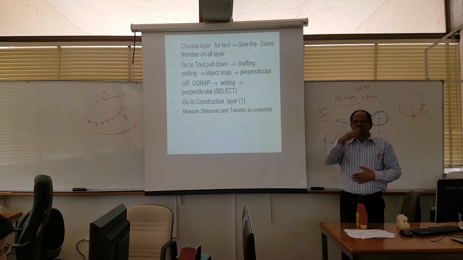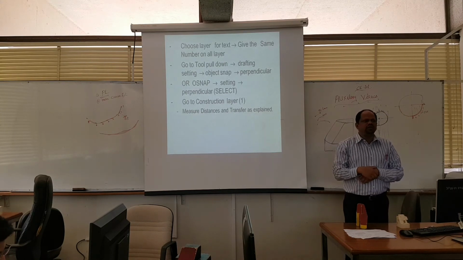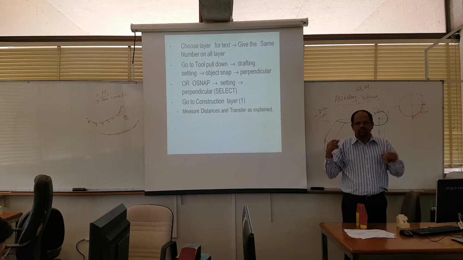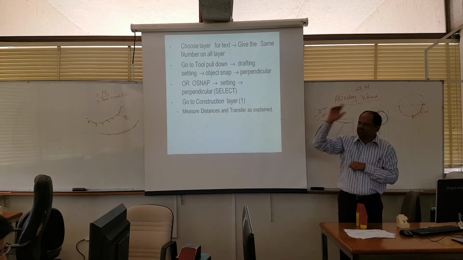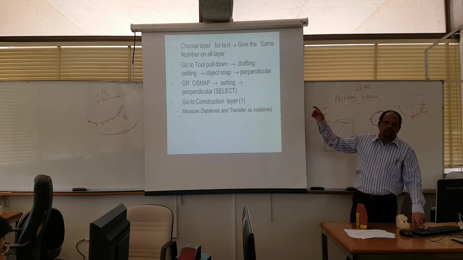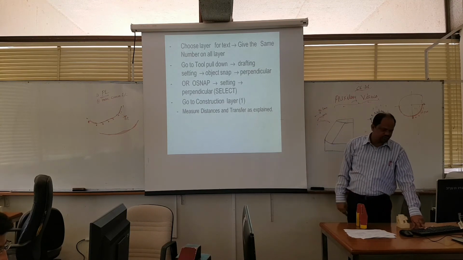Why? Because when you are drawing inclined lines, can you have F8 on? No, you have to put it off because you are drawing inclined. Then what will happen? What you are drawing may not be perpendicular. That's why we have to set our line object snap to perpendicular. I will show you, it's very easy.